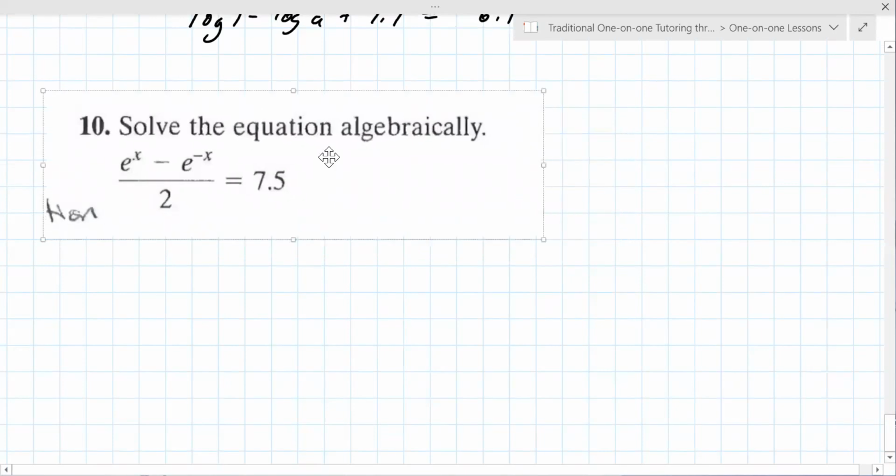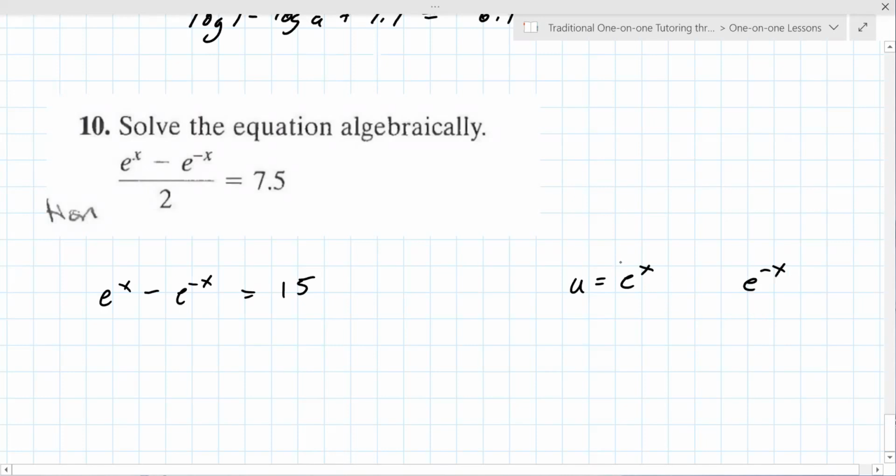Okay, solve the equation algebraically. First thing is to clear the 2, so this is going to equal 15. And your instructor was kind enough to say u equals e to the x, which is great. So e to the minus x is u to the -1, which is 1 over u. Do you see that?